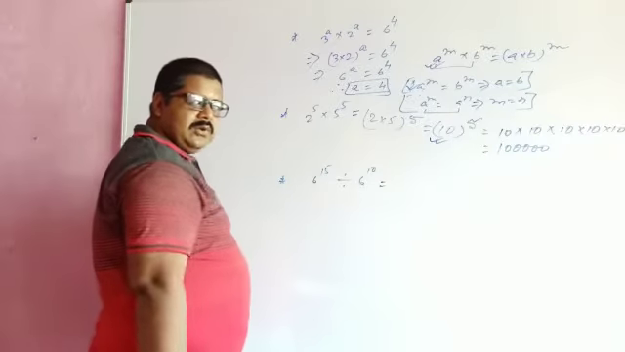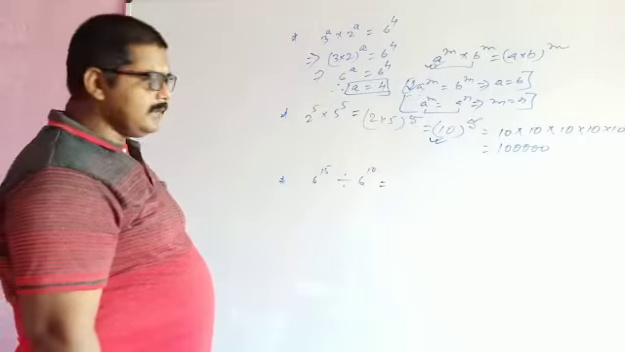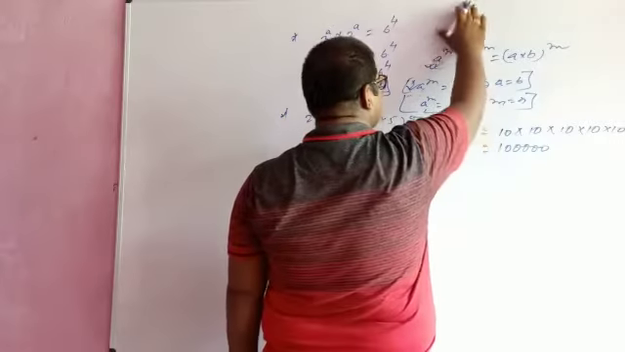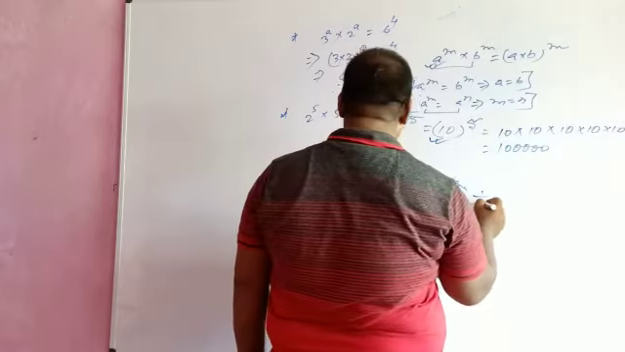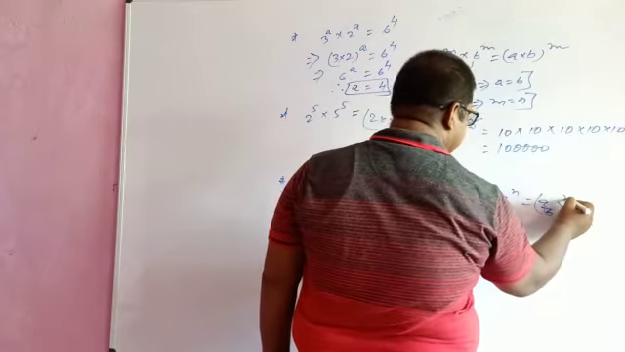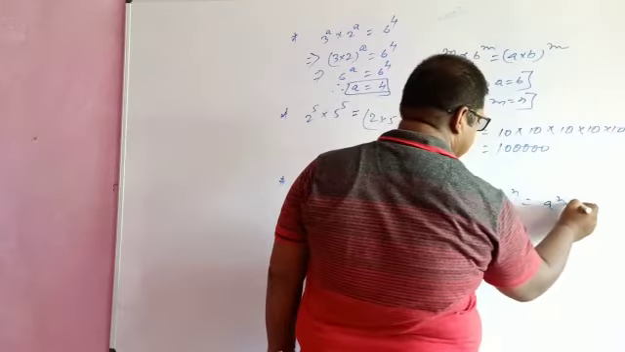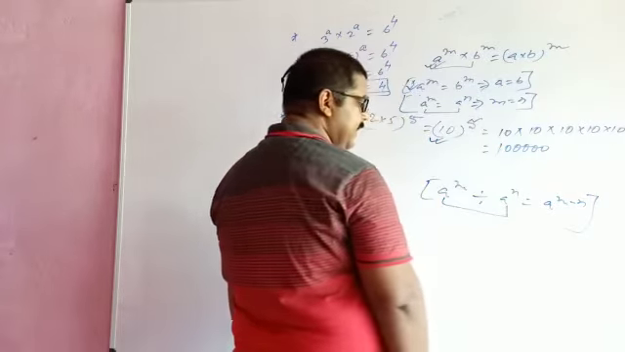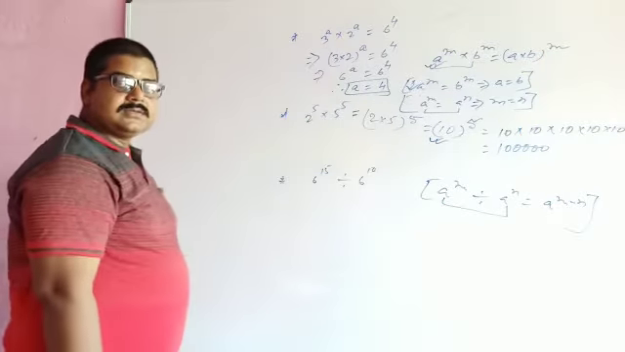In the third question you can see 6 to the power 15 divided by 6 to the power 10. Actually it follows the formula a to the power m divided by a to the power n is equal to a to the power m minus n, because in this question bases are same and powers are different. So it undergoes subtraction.